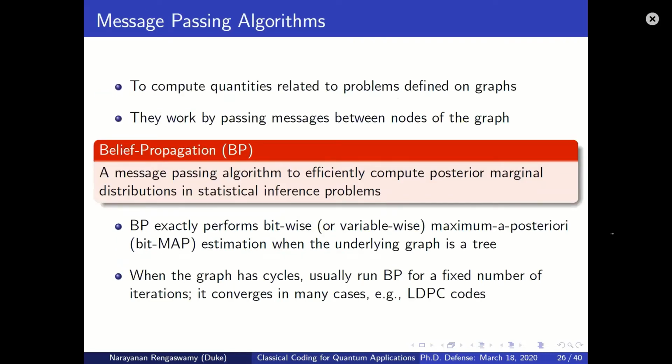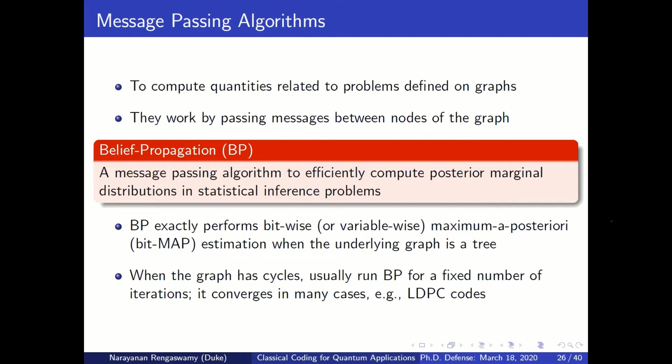Okay, so message passing algorithms are well-known classical algorithms. They are useful because they can efficiently compute certain quantities when you can define a problem on a graph. So you have a graph which has a bunch of nodes and edges connecting the nodes. If you can pose your problem on a graph, then there's a good chance that there might be a message passing algorithm that can compute certain quantities on the graph which are relevant to your problem. A specific well-known algorithm is called belief propagation.